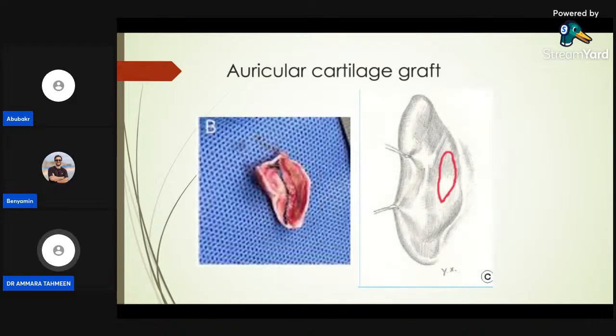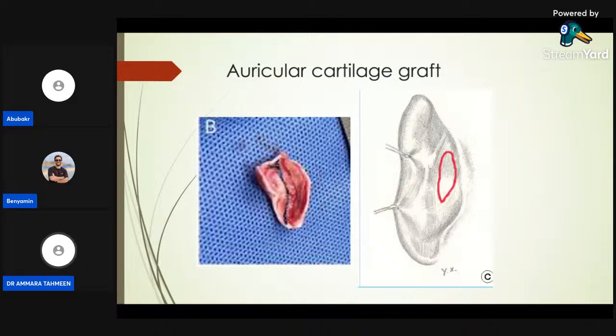The other one is the auricular cartilage graft. Auricular cartilage from your ear pinna, the posterior part of your pinna, has thick cartilage. You can harvest this auricular cartilage from the posterior surface of your ear pinna. It has been reported that it has given very successful outcomes for the management of oroantral communication.